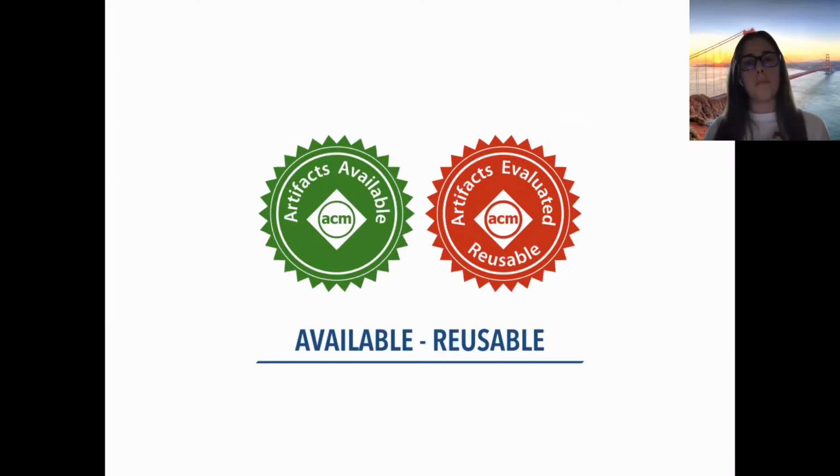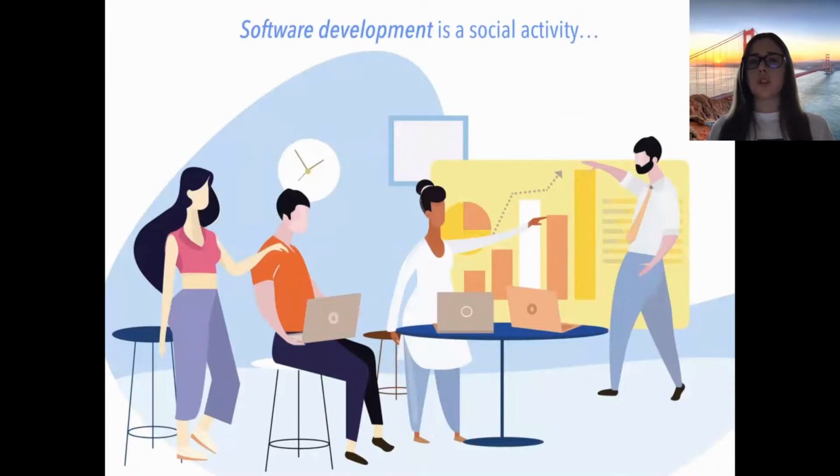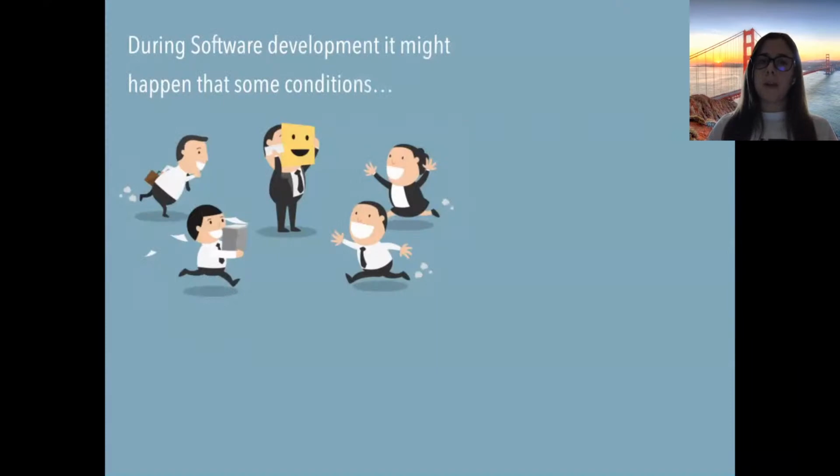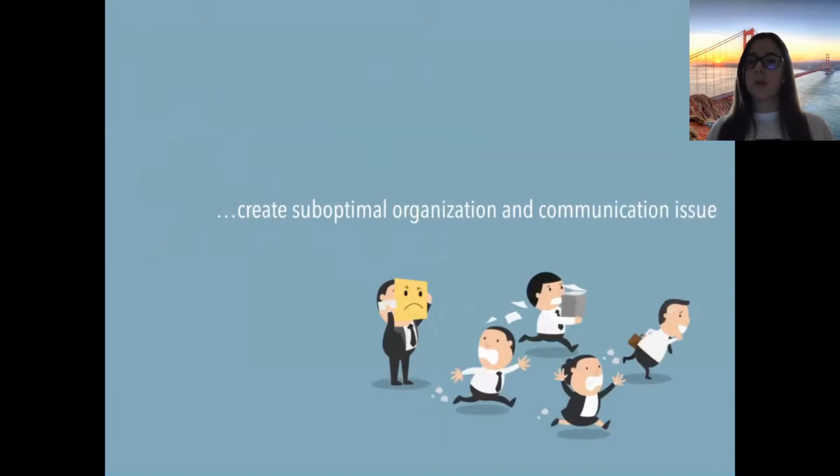But let me briefly introduce the context of our paper. So, as you know, software development is a social activity. So the way developers communicate and collaborate can affect the software quality. And for this reason, companies are continuously struggling with issues related to team dynamics, team culture, and so on. Indeed, as a proof of this, previous studies suggest that 56% of projects do not fail because of technical factors.